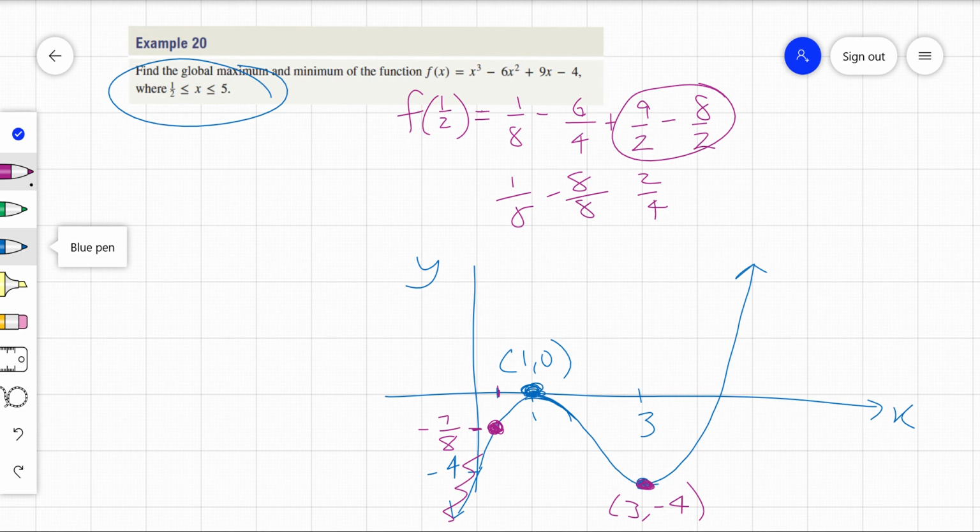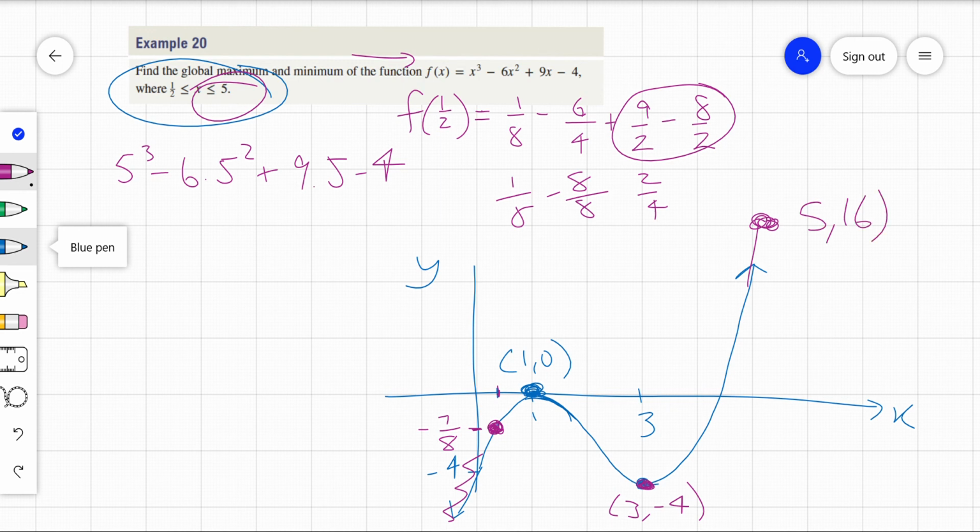And then if I use my other endpoint, which is 5, I might use my calculator. If I put 5 in there, I get 5 cubed minus 6 lots of 5 squared plus 9 lots of 5 minus 4. So I'll put that in my calculator, and we get 16, I think. So this is going to be 5, 16. Now you can see that's a lot higher than our local maximum stationary point. So when I'm looking for my global maximum, that's going to be 16, right? My global maximum is going to occur there, so it's going to be 16.